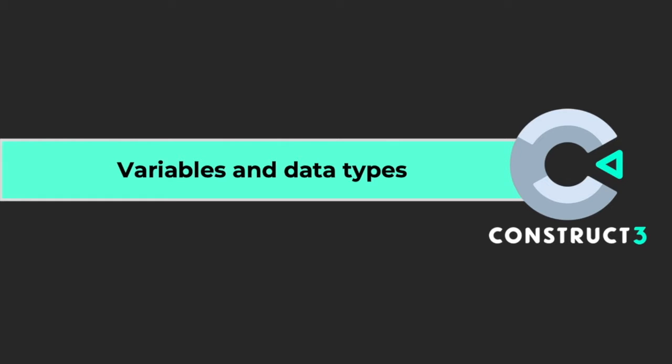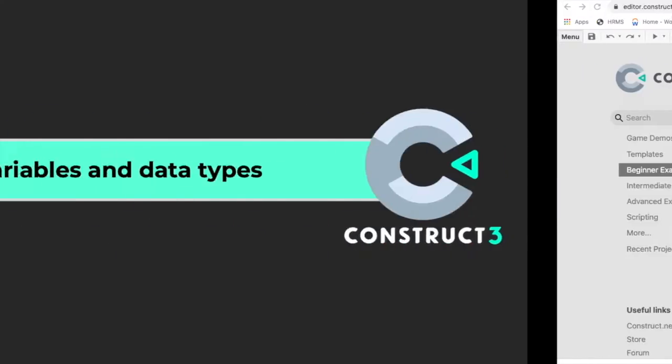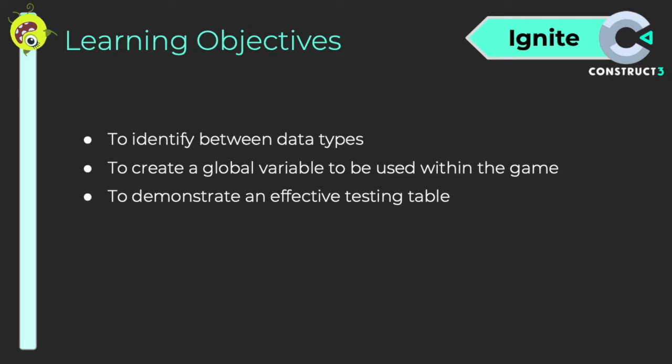Today we are going to be talking about variables and types of data. So our learning objectives for today are to identify between data types, to create a global variable to be used within the game, and then to demonstrate an effective testing table. The third one you should be pretty familiar with by now.